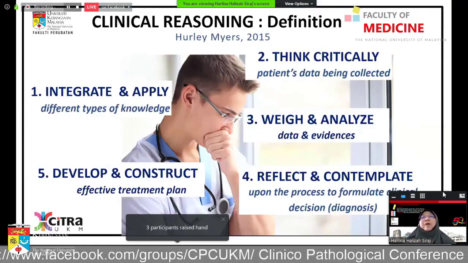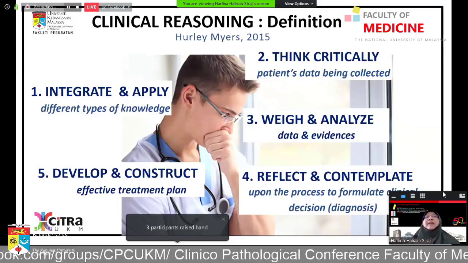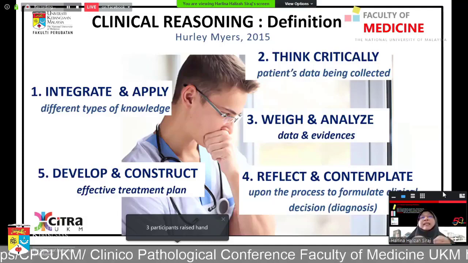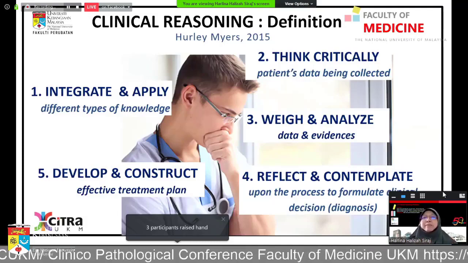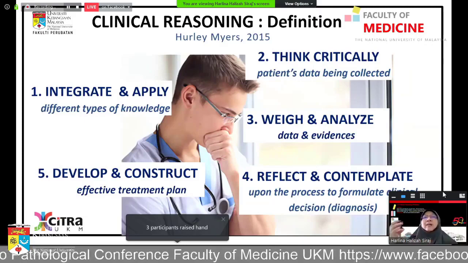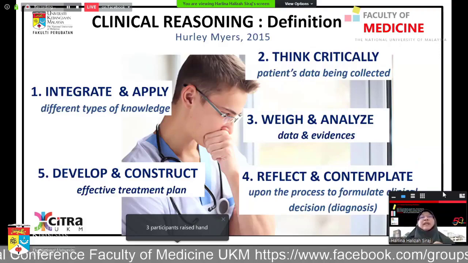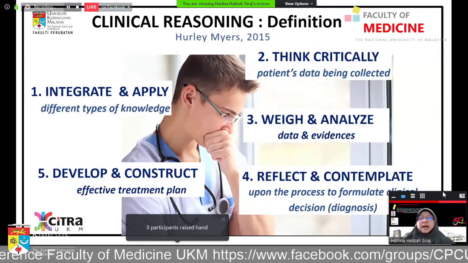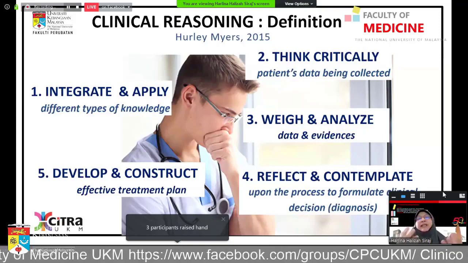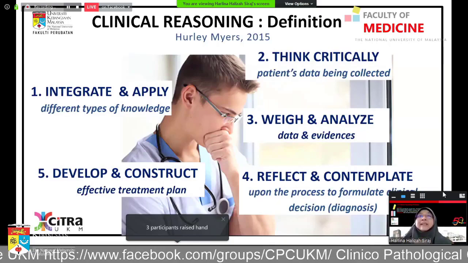And there are a lot of definitions of clinical reasoning, but I would just like to come to this. First, it is actually a process where we integrate and apply different types of knowledge: anatomy, physiology, biochemistry, pharmacology, sociology, everything that we need to integrate and apply. And of course, we are facing patients' data that is collected through our history taking, physical examination, and the relevant investigations. And we need to think critically about it.